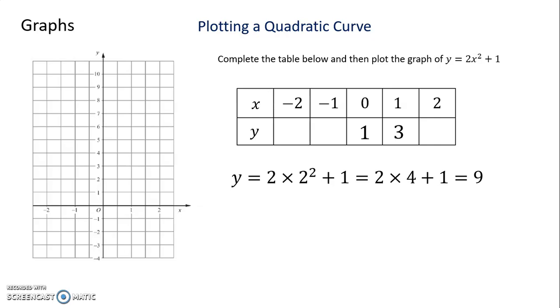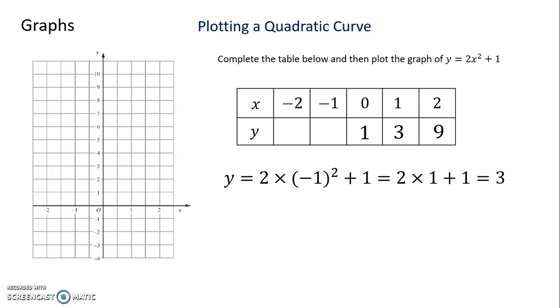Then when x equals 2, 2 multiplied by 2 squared, add 1. So square first of all, that's going to give me 4. Multiplied by 2 will give me 8, and then add 1, and I get an answer of 9. Then I'm going to do my negatives. So I'm going to remember that when I square negative 1, I'm going to get 1. So I'll end up with 2 times 1 plus 1 again, which is 3.